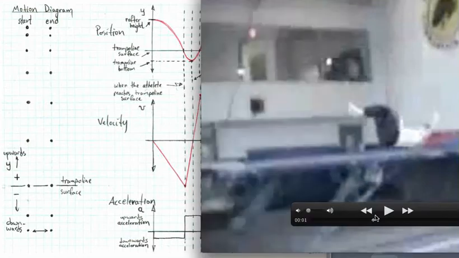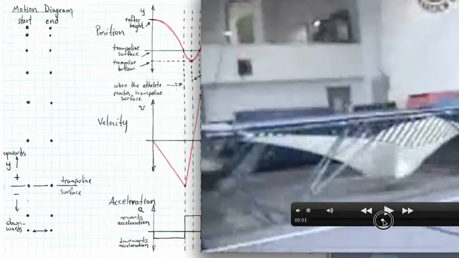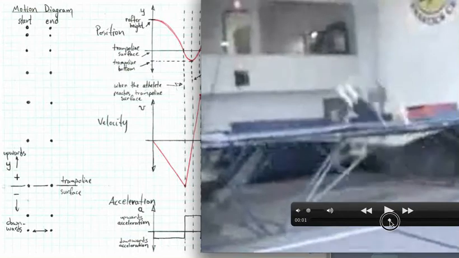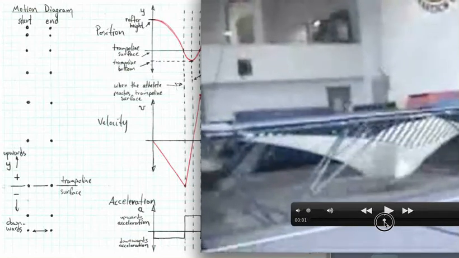All right, he hits the trampoline. He hits the trampoline, and what happens? He's going very quickly downwards here. A very short moment later, he stopped. He's not moving at the very bottom. He's moving downwards, and a moment later he's moving upwards. So at this moment here, he must be stopped.